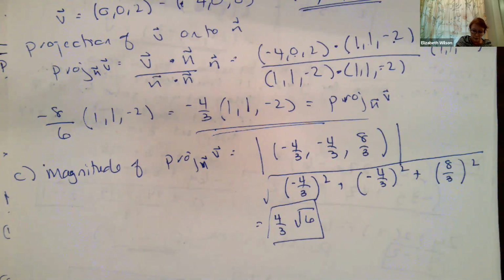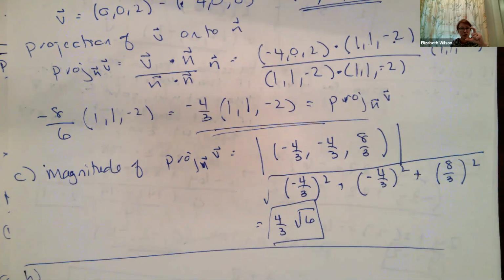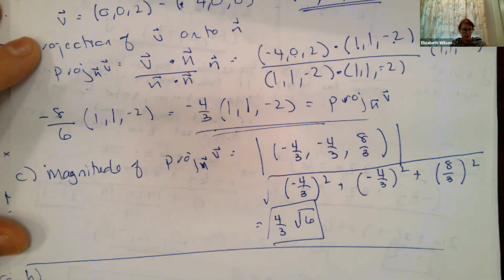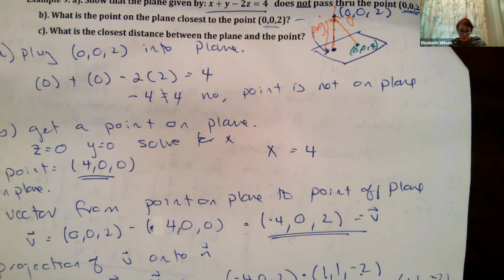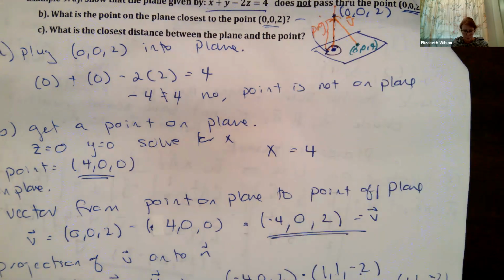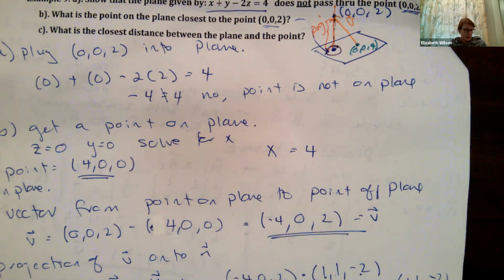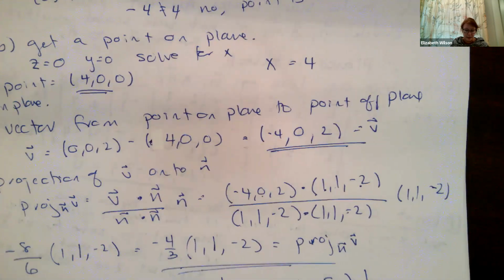Part B says, what's the point on the plane closest to our point off the plane? So what we're looking for is this point right here. We're looking for that point as we drop down. What's that point right there? So all I really have to do is I can actually just add these together and I can get it, but let's go ahead and work it through.